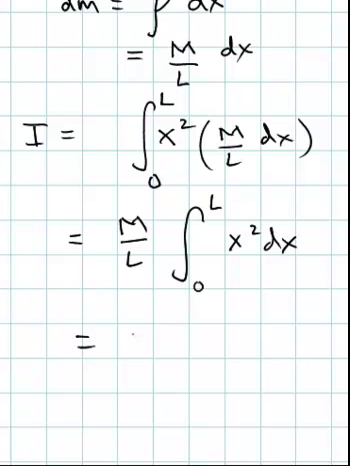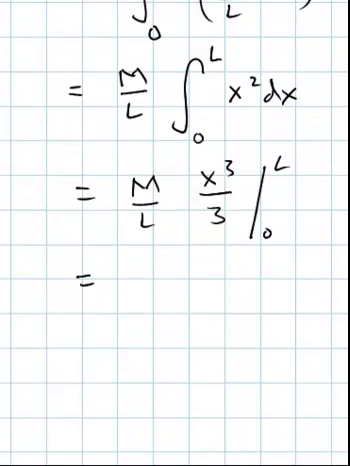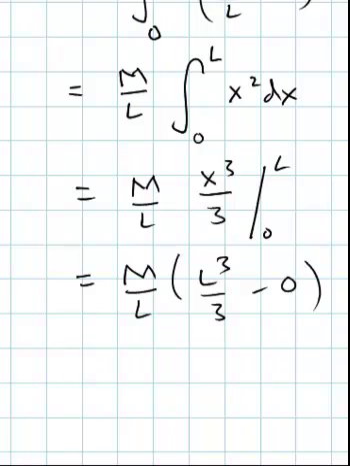So what do I get here? I get m over L, x cubed over 3 from 0 to L, and I get m over L, L cubed over 3 minus 0, 1/3 m L squared. So 1/3 the mass of the rod times the length of the rod squared. That's the rotational inertia of the rod rotating about an axis perpendicular to the rod and through its endpoint.